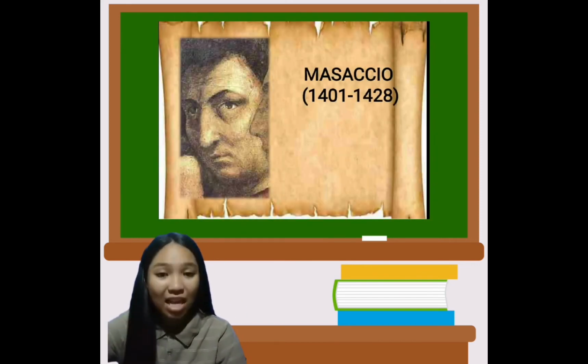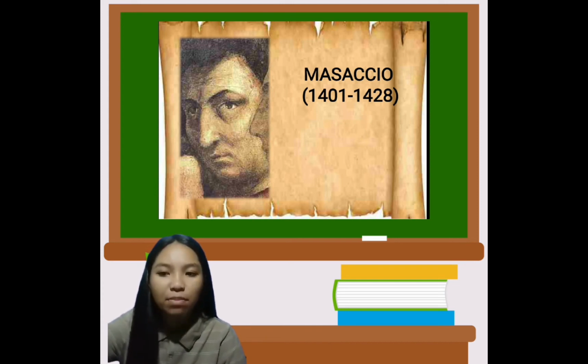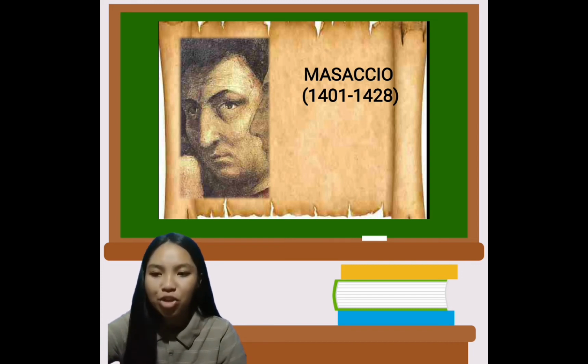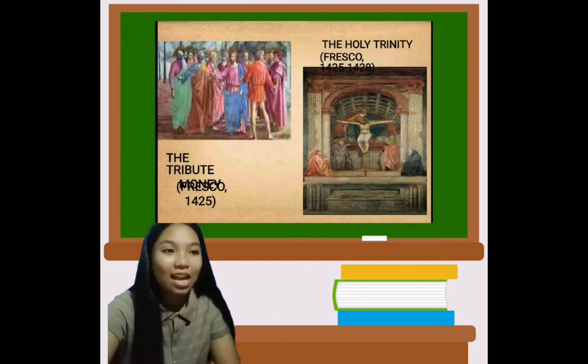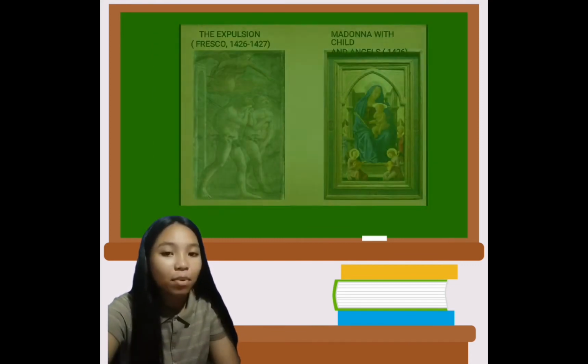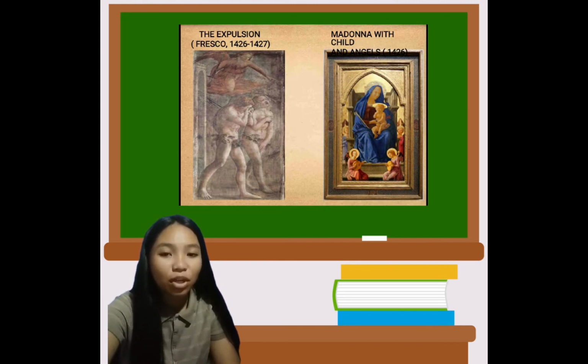Next is Masaccio, known as the first major Italian painter of the Quattrocento period of the Italian Renaissance. Masaccio was a Florentine artist who was born Tommaso di Ser Giovanni di Simone, and his major artworks are the Holy Trinity, the Tribute Money, the Expulsion, and Madonna with Child and Angels.